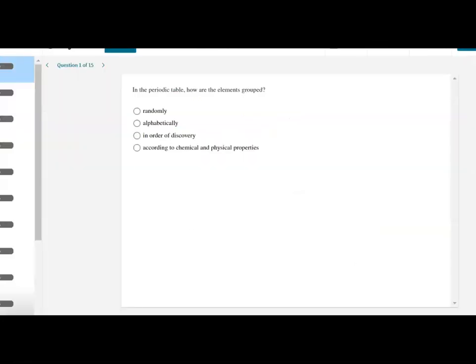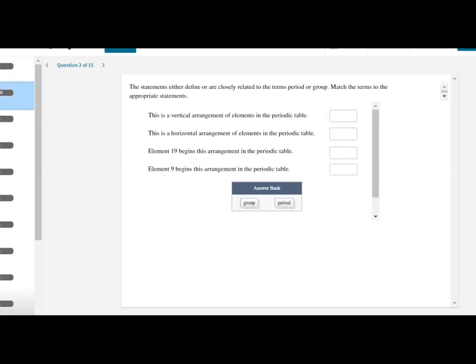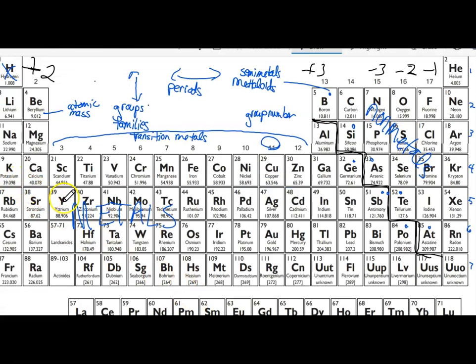lecture resource C. All right, so this is asking you about your periodic table. How are the elements grouped? Well, they're grouped according to their chemical and physical properties, because remember, the proton is what gives it its chemical or physical property. Then this is asking about the arrangement of the periodic table. The vertical arrangement, which means the up and down, those are called groups. The horizontal, side to side, those are the periods.